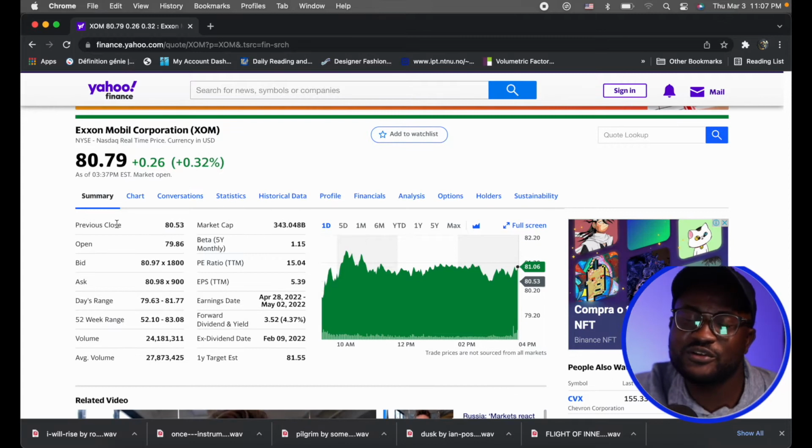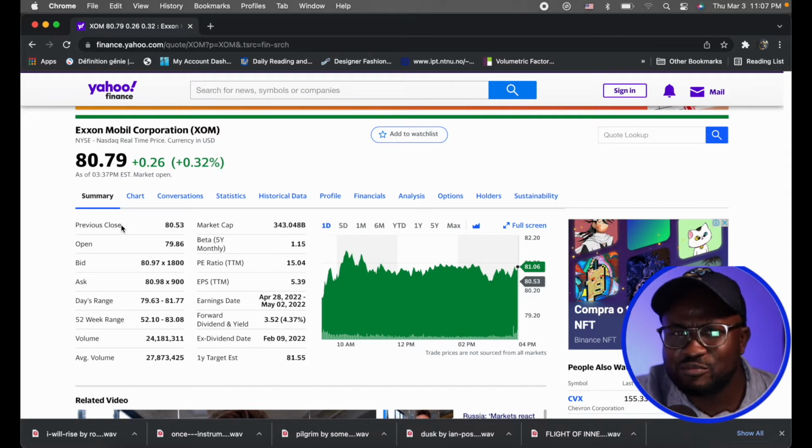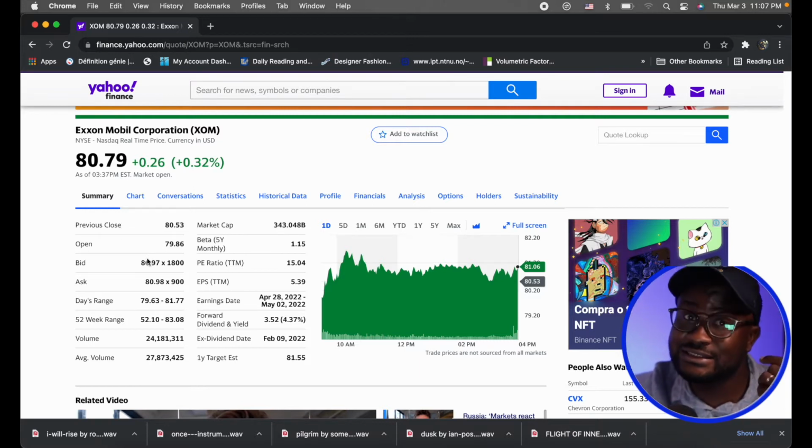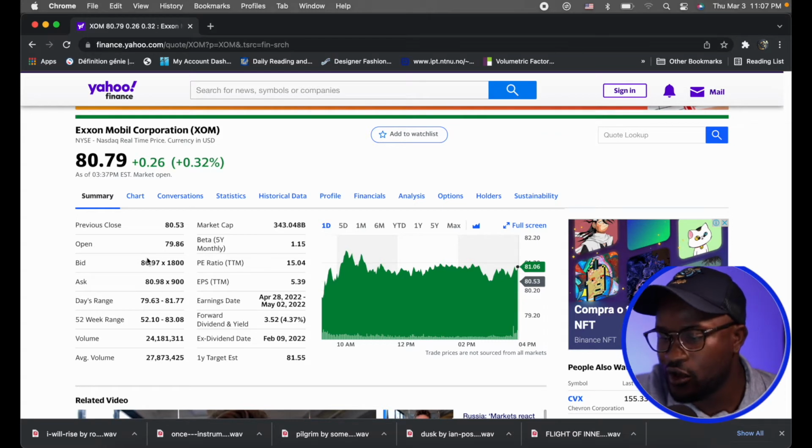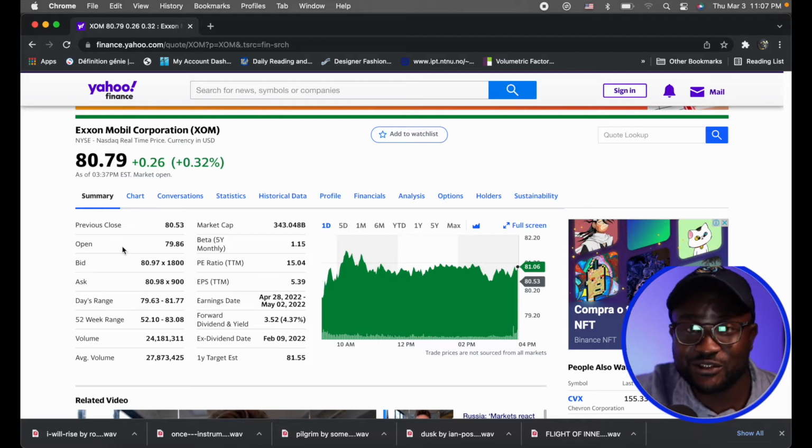Previous close represents the price at which the stock closed in the previous session. What I mean by this is just the last price the stock had in yesterday's trading session, which in our case was 80.53. The open represents the price at which the stock started trading in today's session.